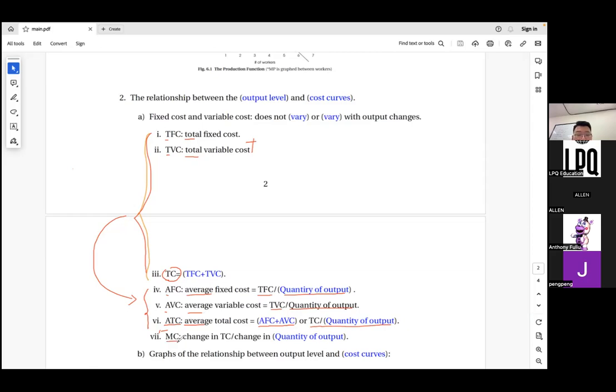Last one: what is marginal cost? Marginal cost is the change in TC divided by the change in quantity of output. Another way to say it is the additional money you pay by producing one more unit of product. That means the change in quantity of output equals 1, so the additional money you pay is the change in total cost.